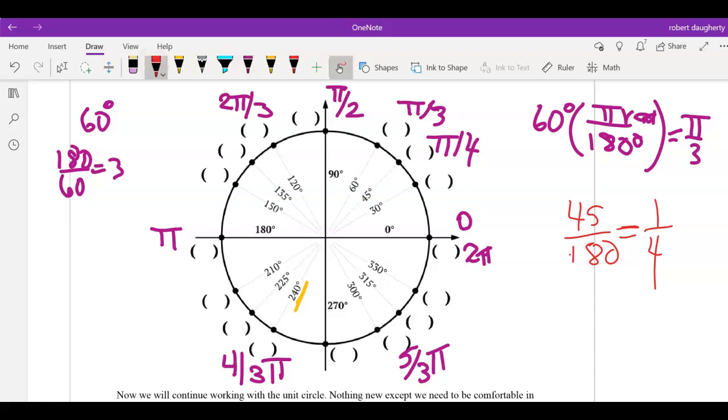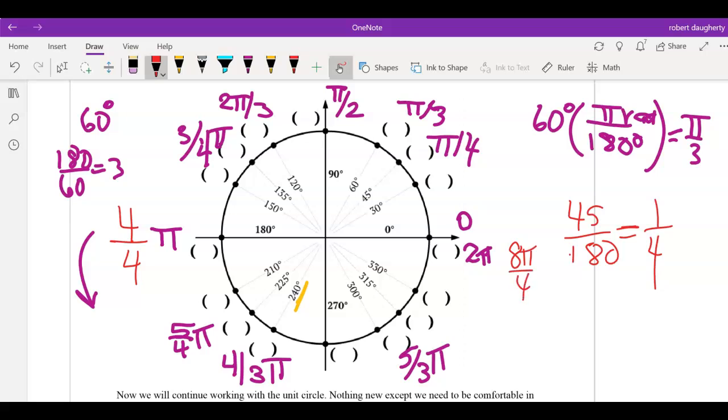Now let's think of pi as 4/4 pi. So if I go backwards, that tells me that this has to be 3/4 pi. And then if I go in this direction, right here at 225, that has to be 5/4 pi. And then I can think of 2 pi as the same as 8 pi over 4. So that means that this 315 degrees here is going to be 7/4 pi.